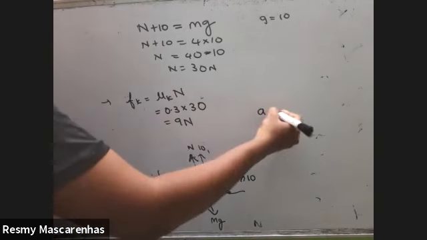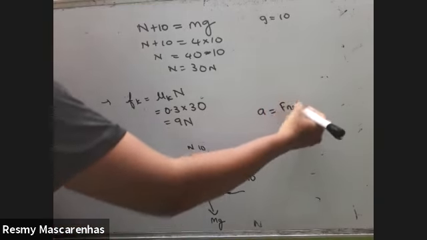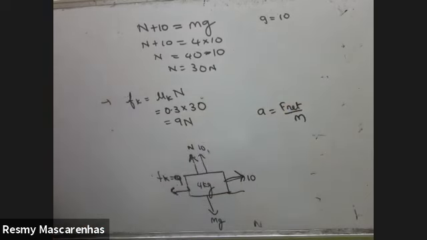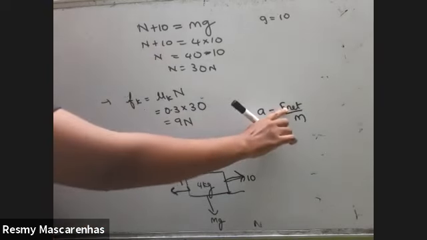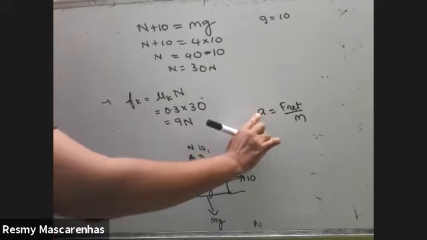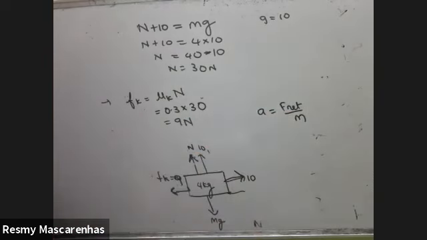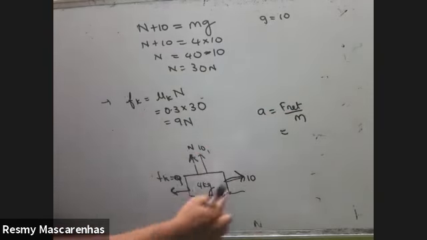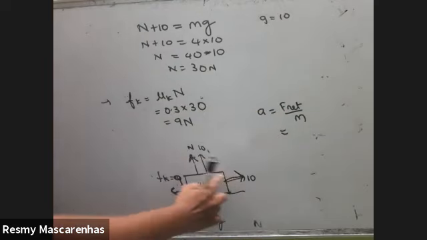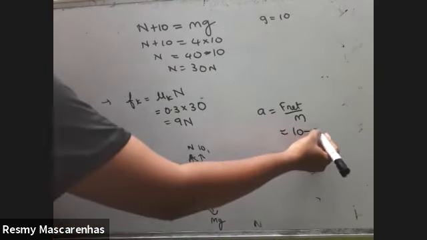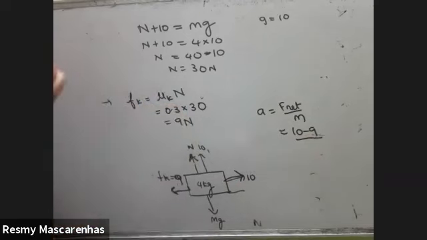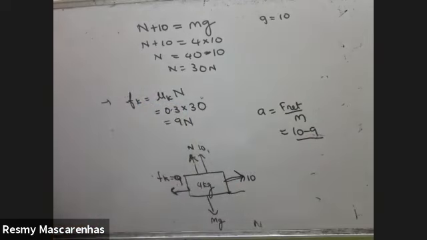Acceleration is nothing but F net upon mass. If you forget the formula, remember that force is mass into acceleration. Keep a there only, bring m down. F net means total forces. So this would be what? 10 minus 9.